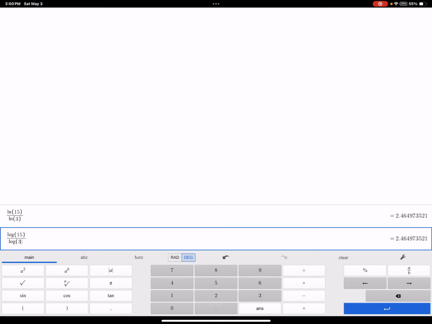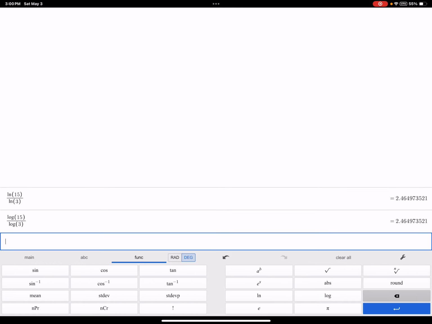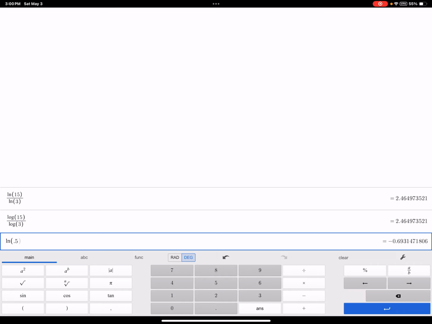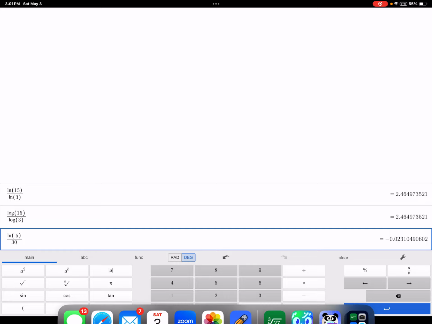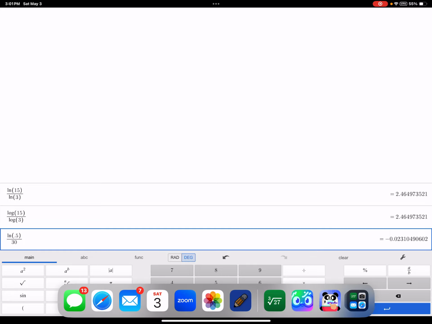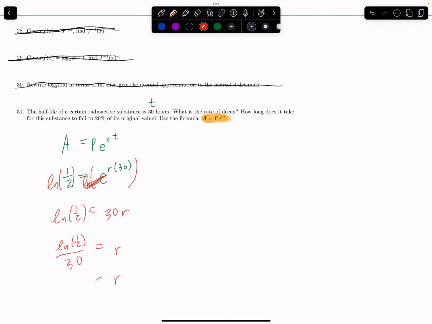Let's punch that in. ln of 0.5 divided by 30. And it's negative 0.0231. Negative 0.0231, roughly. That's the first question, yeah? What's the rate of decay? About negative 0.0231. How long does it take for the substance to fall to 20% of its original value?